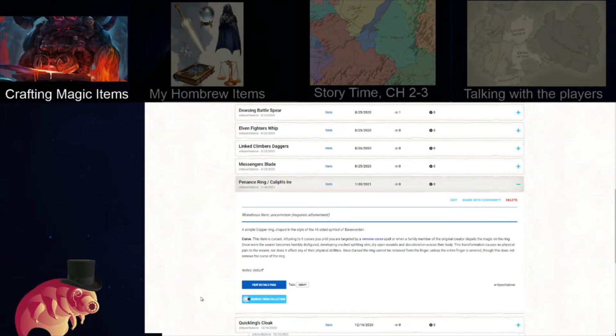Now, this magic item is rare in that it comes from only a single country within my world. It is a simple copper ring, shaped in the style of a 16-sided symbol of Baron Verdun. This item is cursed. Attuning to it curses you until you are targeted by a remove curse spell, or when a family member of the original creator dispels the magic on the ring.